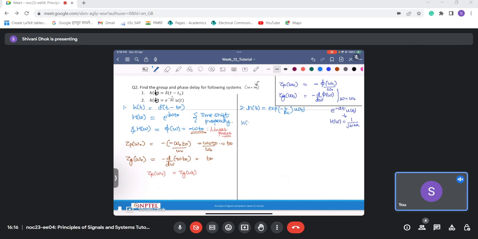Therefore H of omega will be equal to 1 upon j omega plus 1 by RC. And now we need to find angle of H of omega, which is equal to phi of omega. So that will be equal to angle of 1 minus angle of j omega plus 1 by RC. So this is basic. Angle of 1 is 0, so this is 0 minus this is.